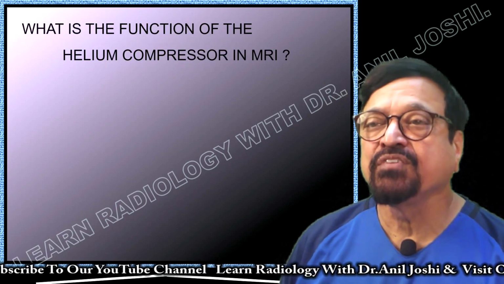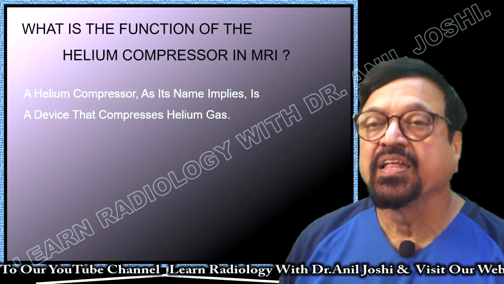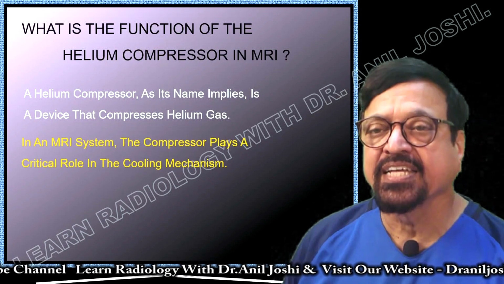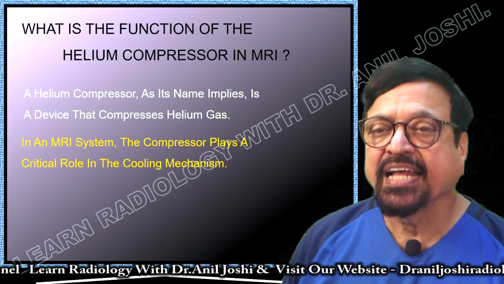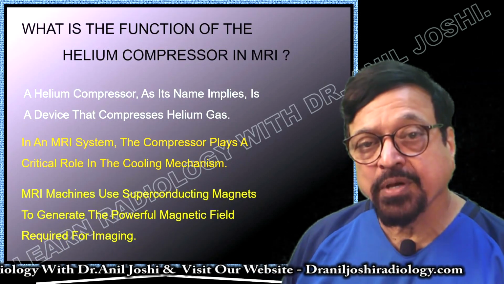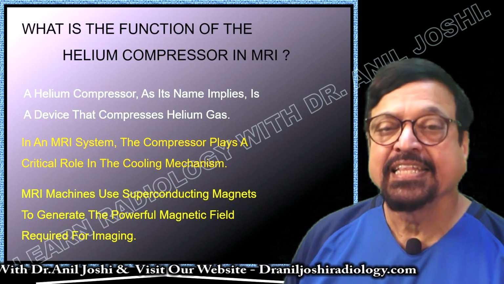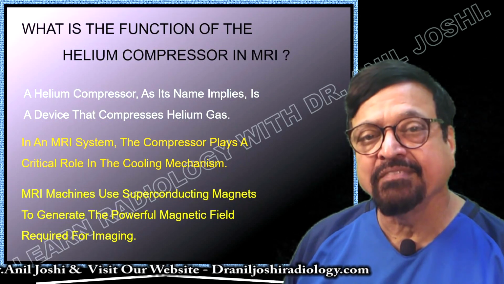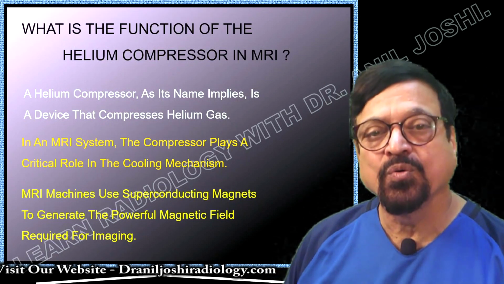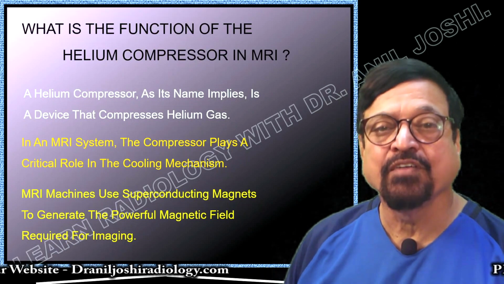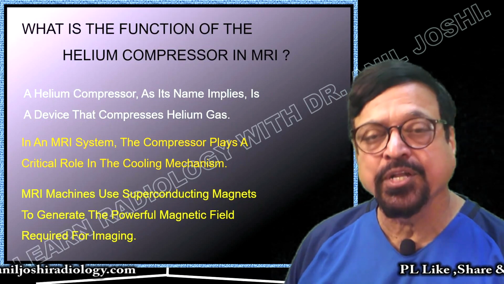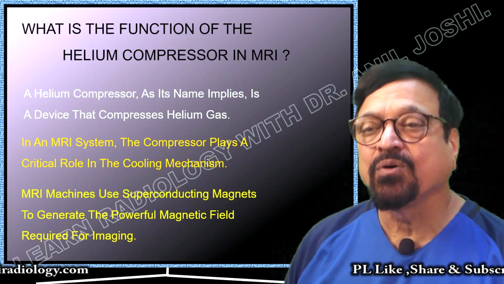Now, what is the function of the helium compressor in MRI? A helium compressor, as its name implies, is a device that compresses helium gas. In an MRI system, the compressor plays a critical role in the cooling mechanism. To keep the superconductivity of the magnets, they need to be cooled, which is achieved by liquid helium. Liquid helium has a boiling point of -269. So when it cools the magnet, it evaporates to a gaseous form. This gaseous form needs to be put back into liquid form, so we have compressors.